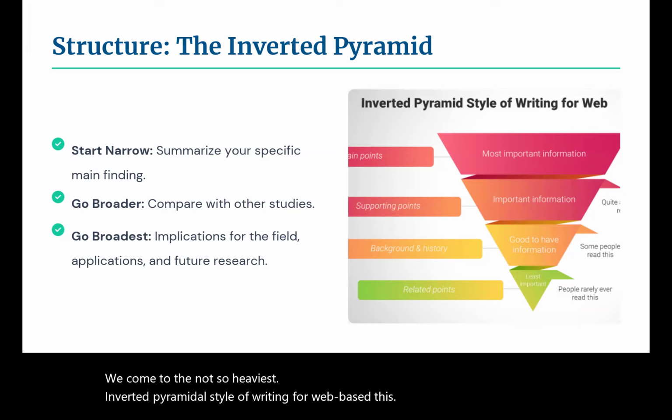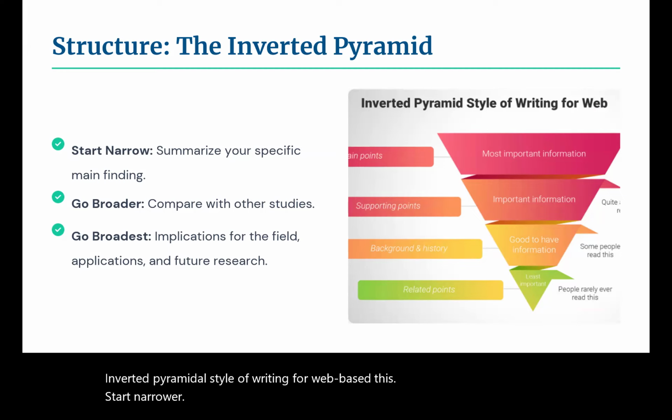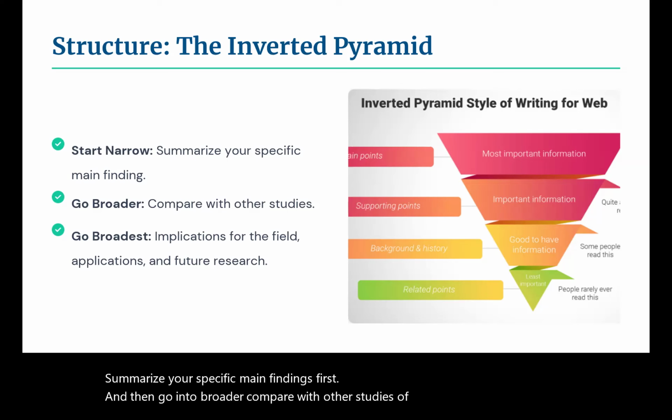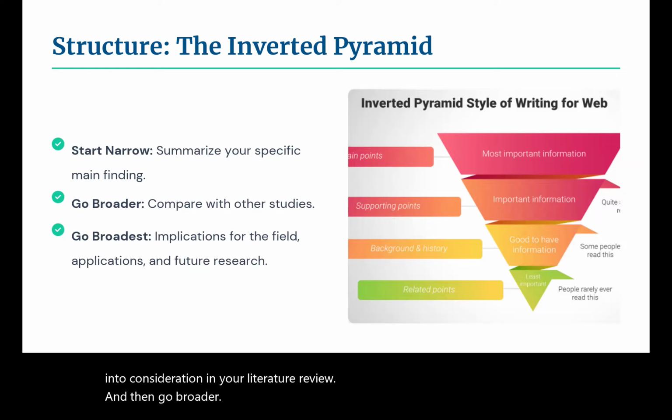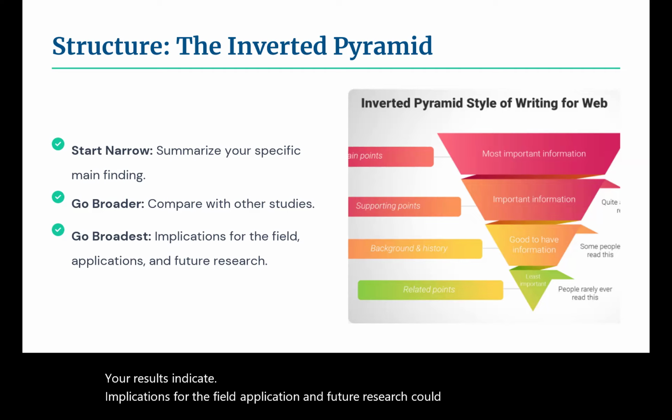Start narrower. Summarize your specific main findings first, and then go broader. Compare with other studies in your field, which you took into consideration in your literature review. And then go broader, highlighting what implications your results indicate. Implications for the field, application, and future research could also be part of your discussion.